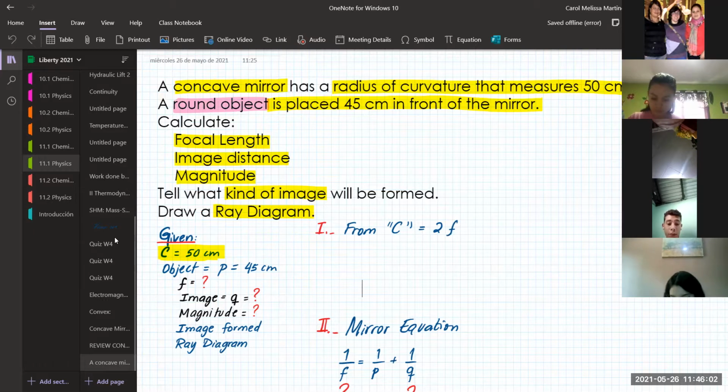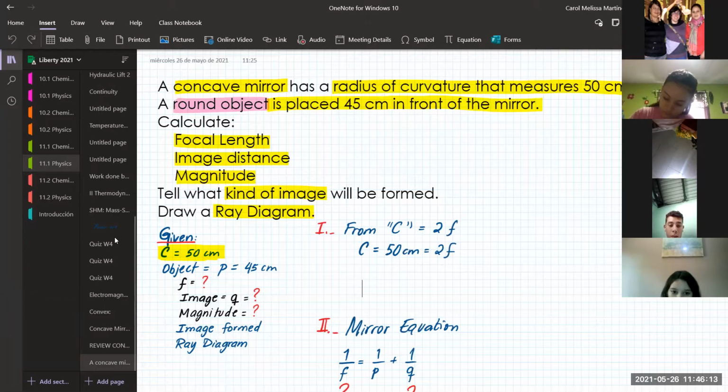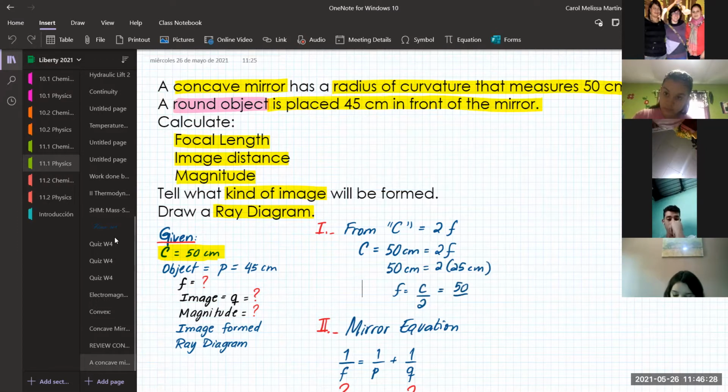So C is 50 centimeters, but it's also equal to twice the focal length, which means that the focal length is going to be 25. 50 centimeters is equal to 2 times 25 centimeters. Or you just isolate: focal length is equal to C divided by 2, 50 divided by 2, which gives you 25 centimeters. Doesn't matter how you do it, mentally or not, just remember that you have to show all your work. After you know the focal length, you can get the image distance.